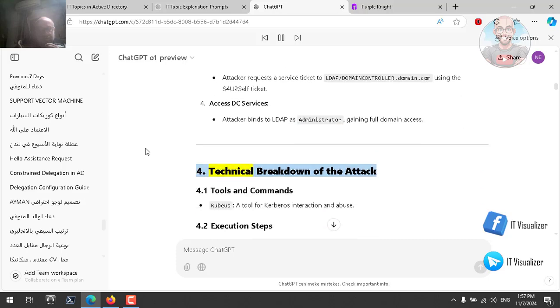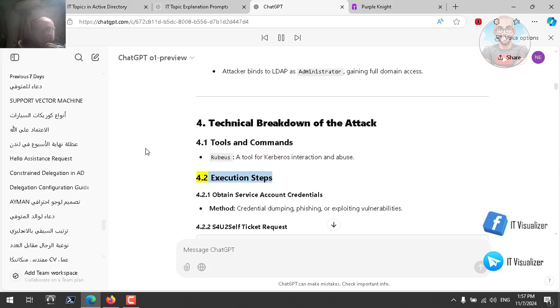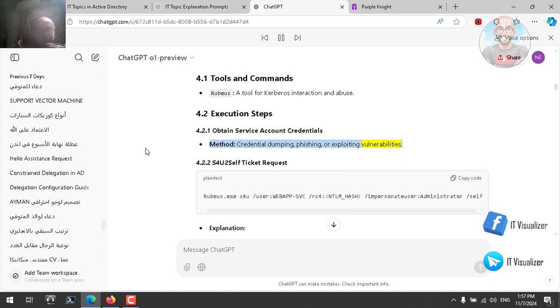4. Technical breakdown of the attack. 4.1 Tools and commands. Rubeus, a tool for Kerberos interaction and abuse. 4.2 Execution steps. 4.2.1 Obtain service account credentials. Method: credential dumping, phishing, or exploiting vulnerabilities. 4.2.2 S4U2Self ticket request.